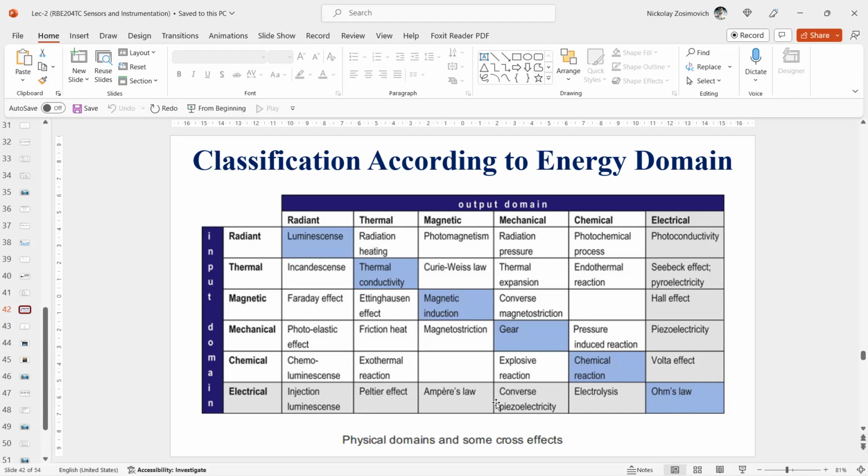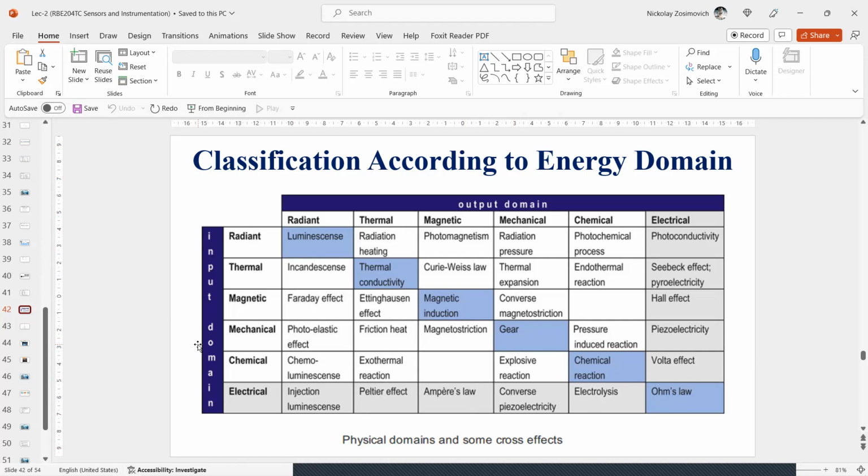Information contained in each of the 6 domains can be converted to any other domain. And this conversion can be represented on a 6-to-6 matrix. And this table shows the matrix including some of the conversion effects.